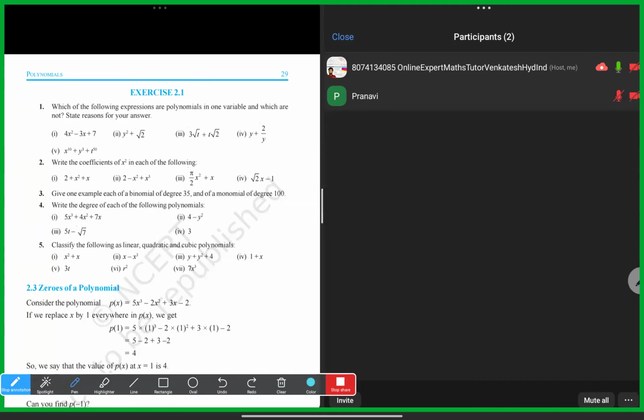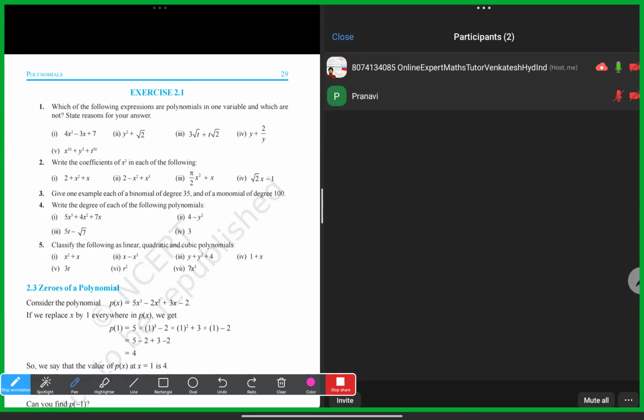So we'll start the first exercise, exercise 2.1. Read the first question, Pranami, or shall I read it? Sir, can you read? Okay, Pranami. Which of the following expressions are polynomials in one variable and which are not? State reasons for your answer. Here, if it is a polynomial, they want us to mark it only if it is in one variable.